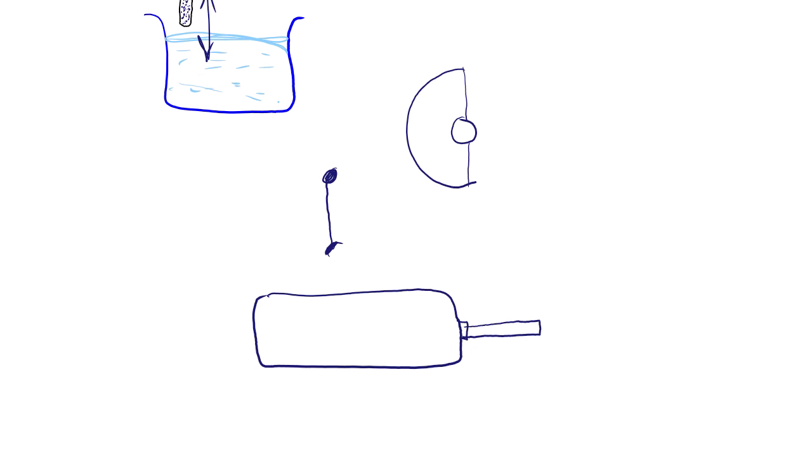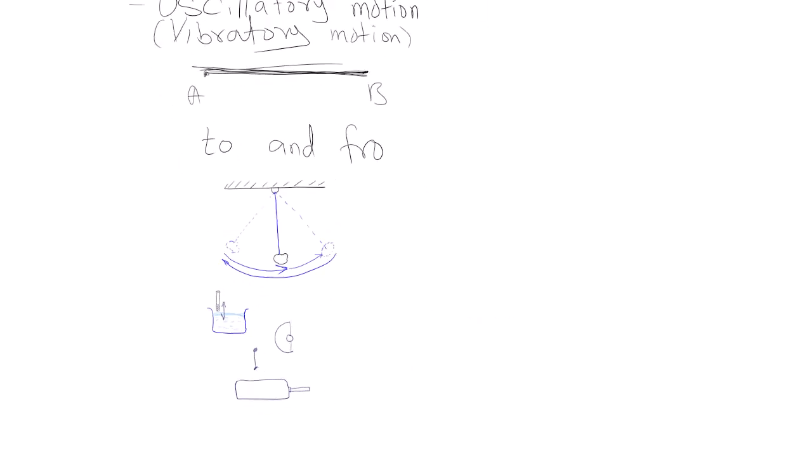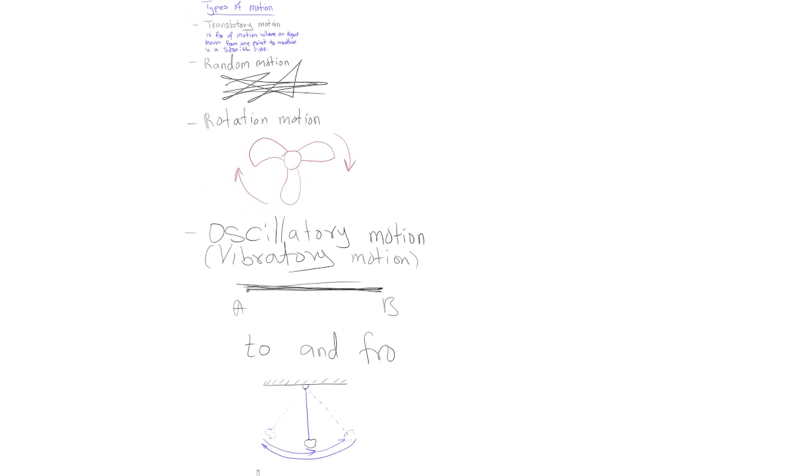So vibration is a form of motion where an object goes and comes back. Now we have discussed these four types of motion.